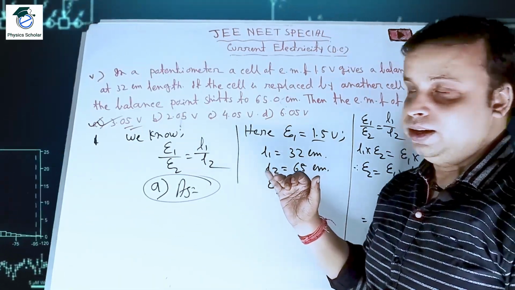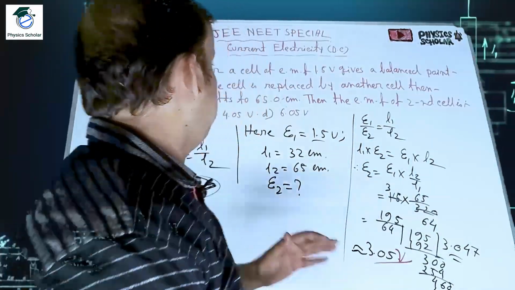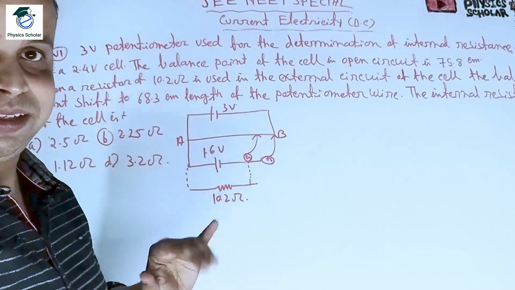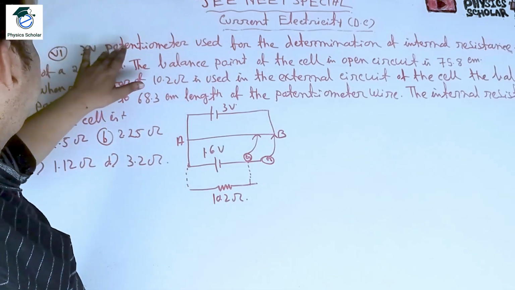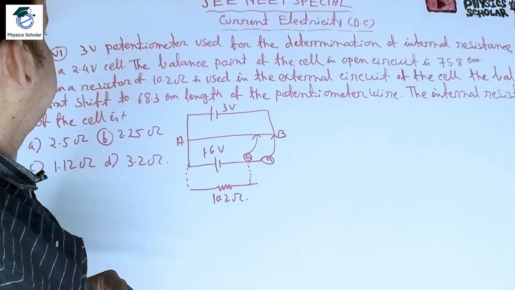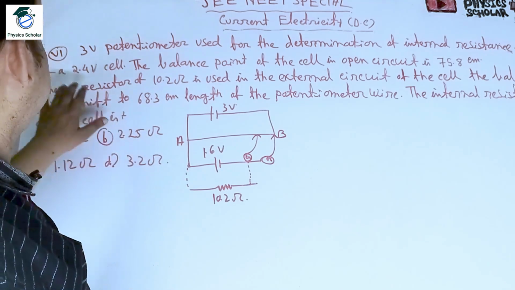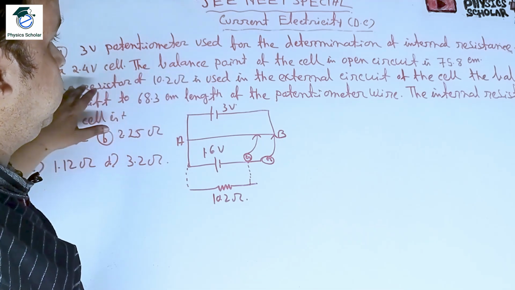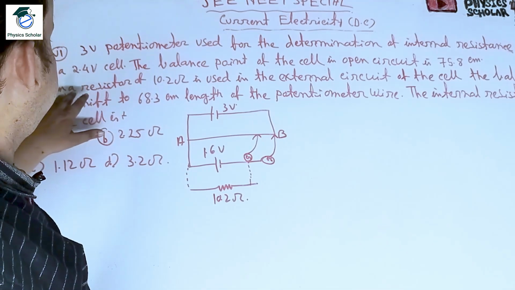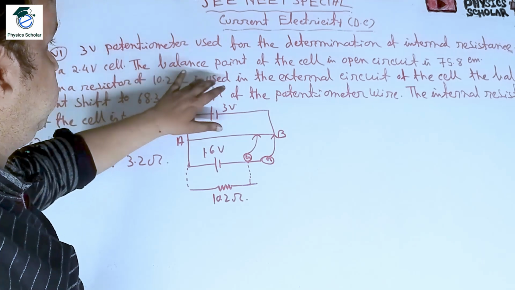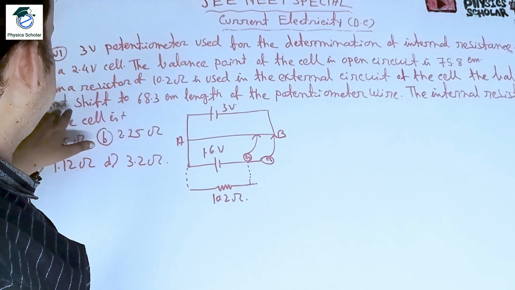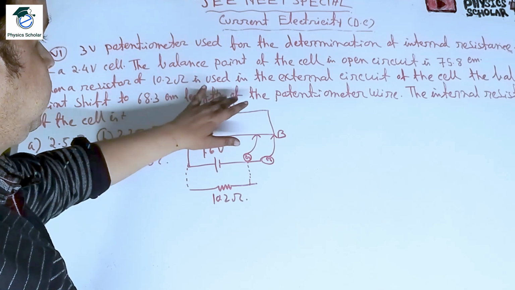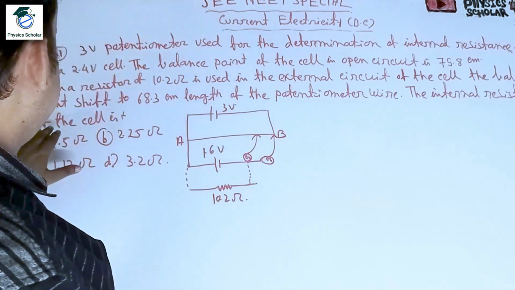Now let us move to problem number 6. Students, here it is problem number 6 of today's episode. A 3 volt potentiometer is used for the determination of internal resistance of a 2.4 volt cell. The balance point of the cell in open circuit is 75.8 centimeter. When a resistor is used in the external circuit of the cell, the balance point shifts to 68.3 centimeter length of the potentiometer. Find the internal resistance of the cell.